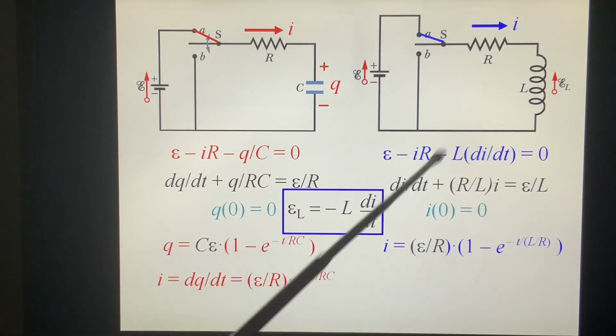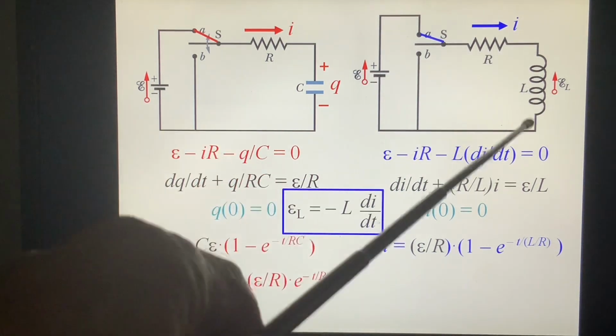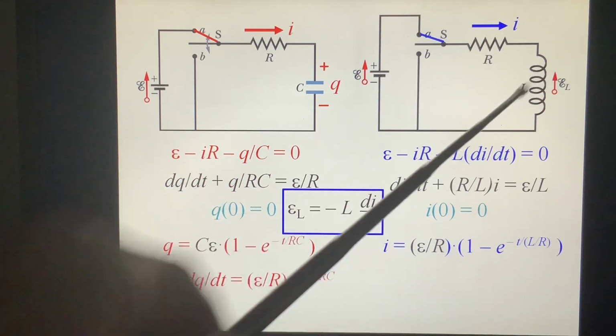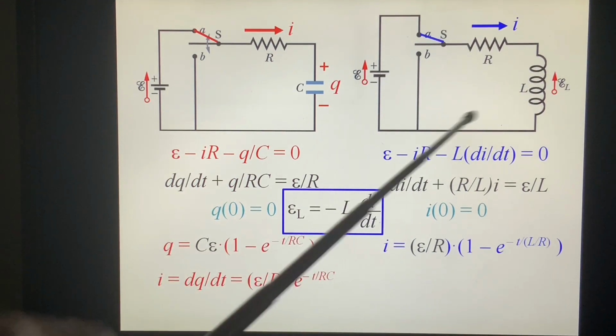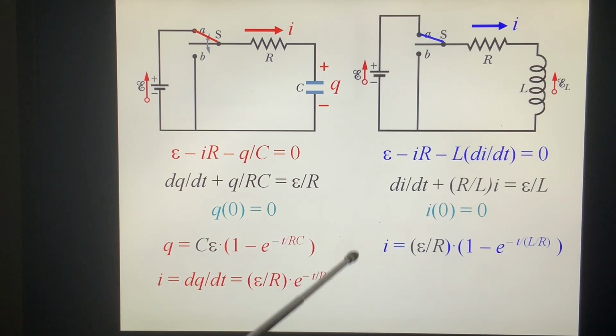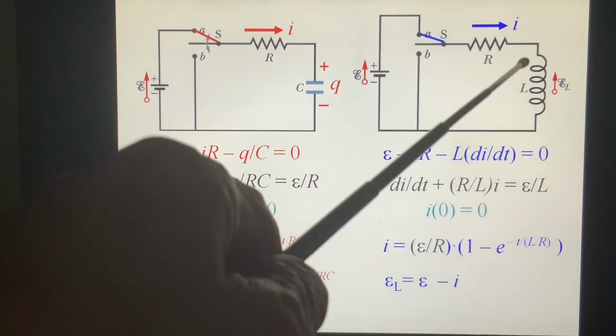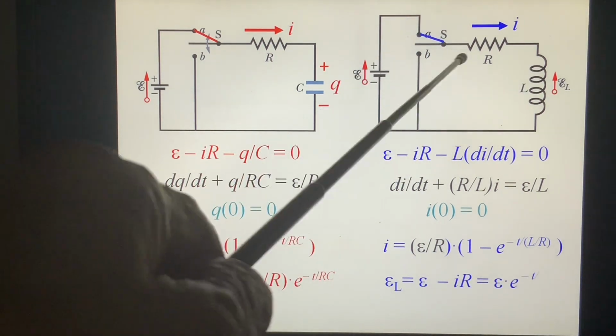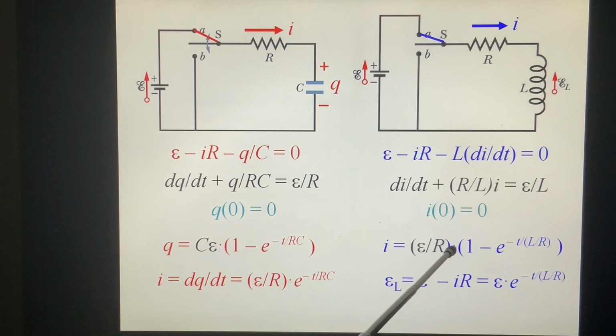We know this one. The electric voltage self-induced is equal to minus L di/dt. So epsilon is related to di/dt. We will find that one, okay? And this one is equal to epsilon minus IR. We can calculate from this one, and we get I = (epsilon/R)(1 - e^(-t/(L/R))).